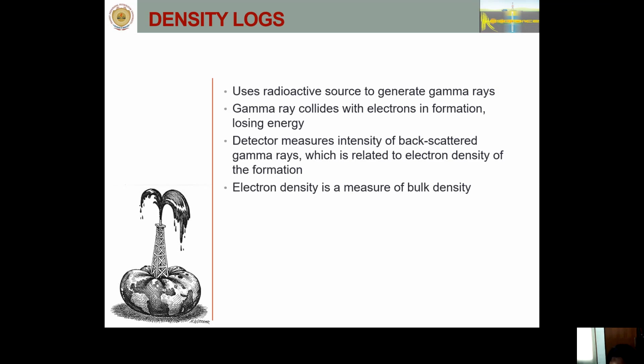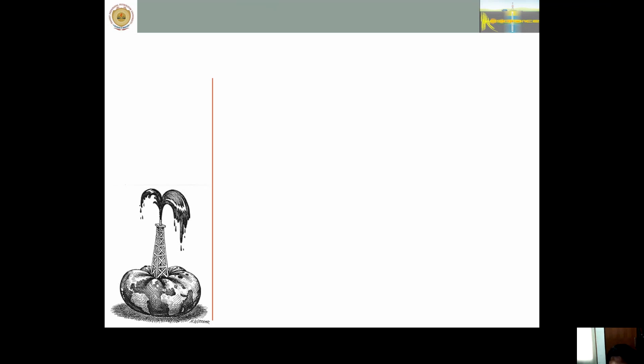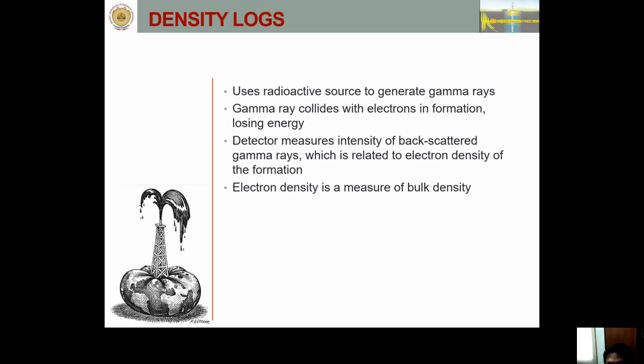The density log uses a radioactive source to generate gamma rays. Gamma rays collide with electrons in the formation, losing energy. The detector measures the intensity of backscattered gamma rays, which is related to the electron density of the formation. The electron density is a measure of bulk density, which we are looking for.